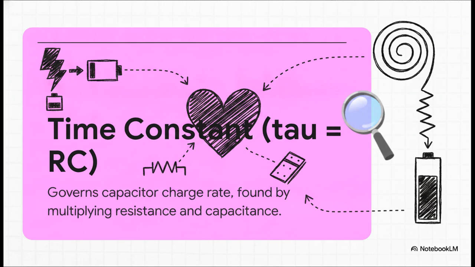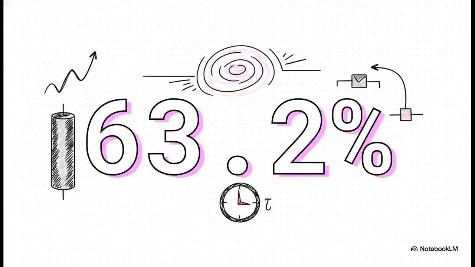You find it just by multiplying the resistance by the capacitance. That's it. But if you change either of those two things, you completely change the heartbeat of the system. A tiny tau means your circuit charges lightning fast, while a big tau gives you a slow, steady buildup of energy. Now, here's where it gets kind of wild.